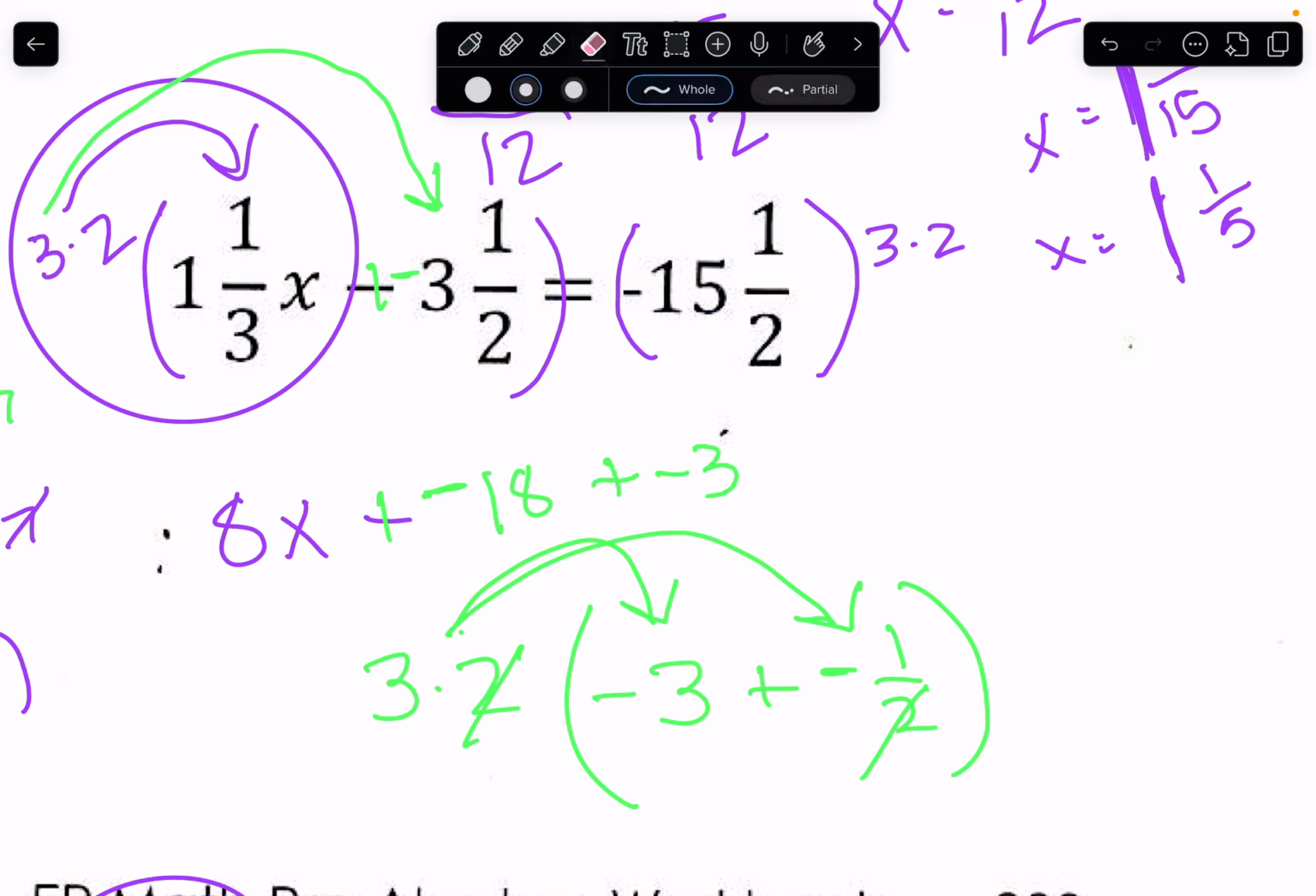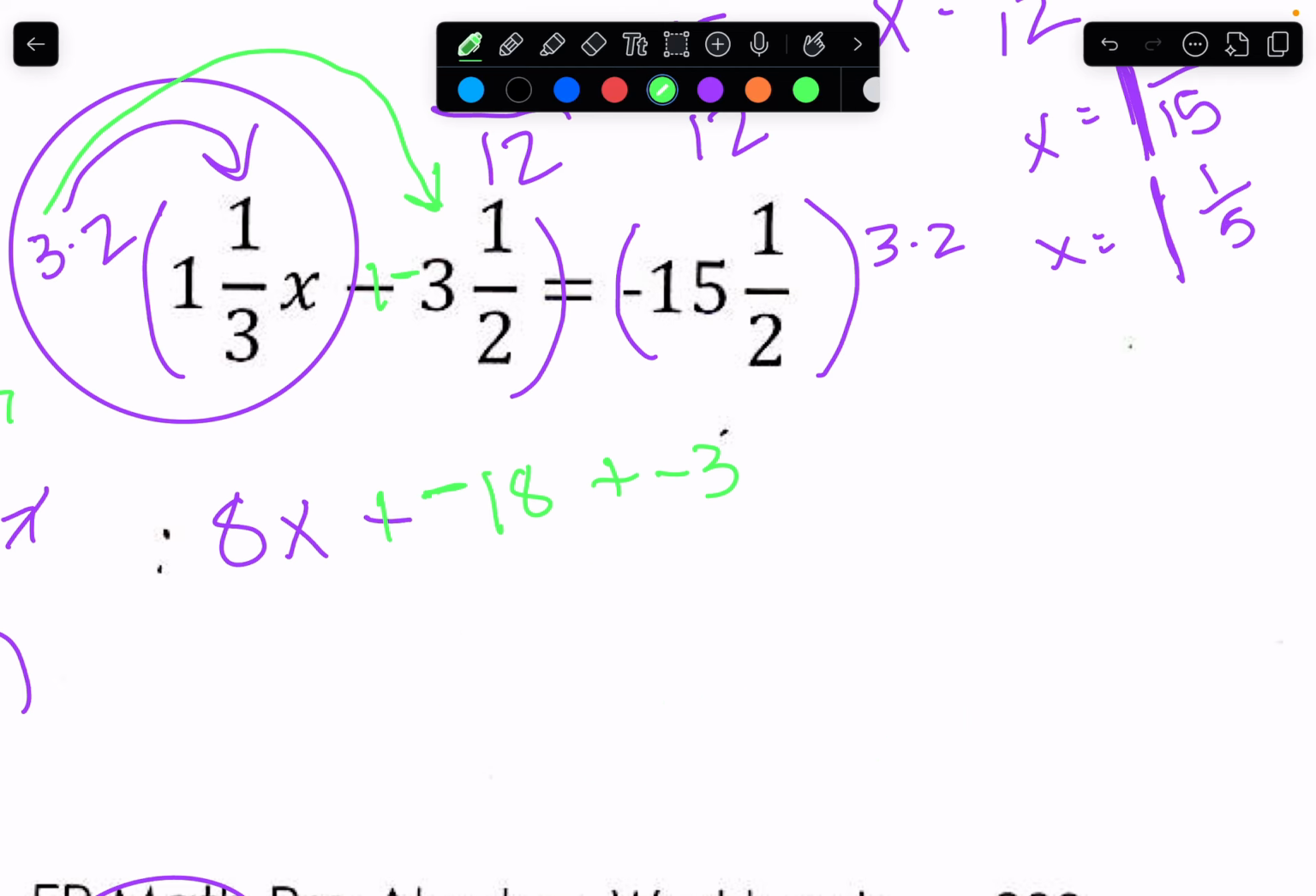All right, let's get rid of this. Hopefully you're on a different sheet of paper. You're not going to be erasing and getting rid of work, but I don't have a lot of room. Okay, so on the left side, I'm left with that. On the right side, we're going to split this up, remember? We got negative 15 plus a negative 1/2. It's going to be negative 15.5, right? 3 times 2 here. All right.